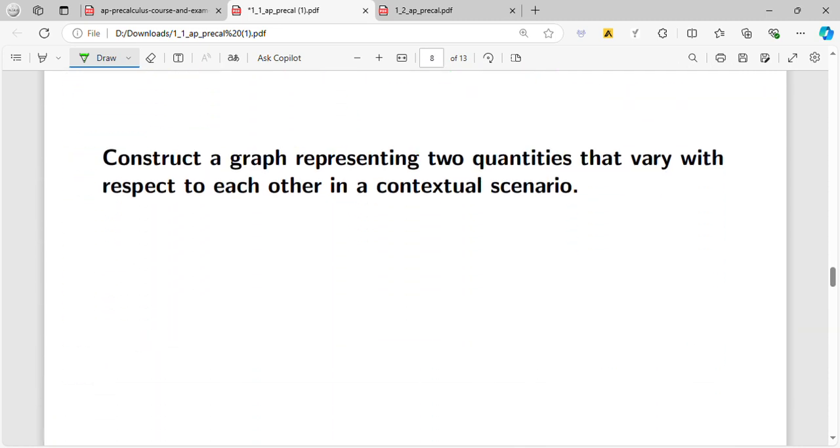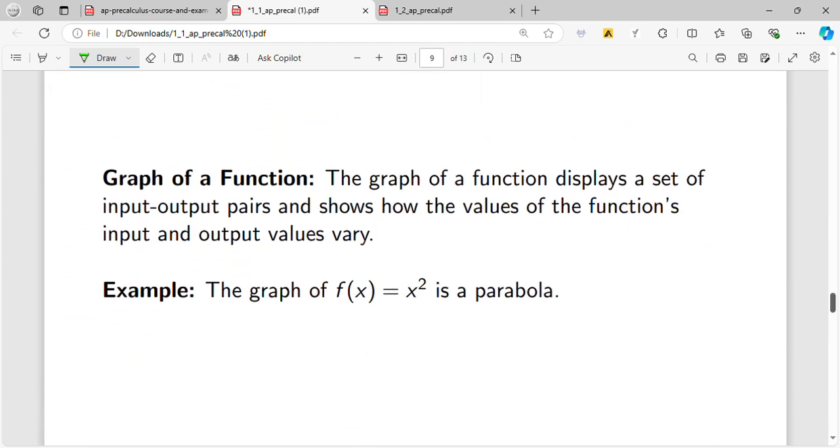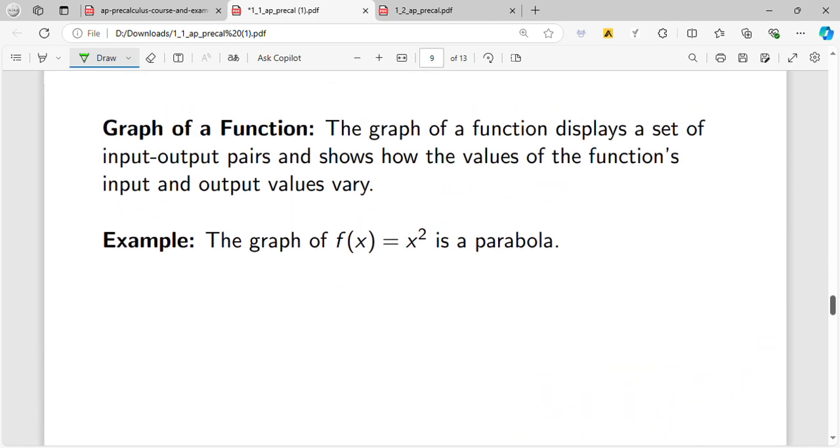Now moving forward, we need to understand how the quantities vary with respect to each other in a contextual scenario. So if we have a graph of a function which displays a set of input and output pairs and shows how the values of the function's inputs and outputs change. So for example, if we take f of x equals x squared, now we have the multiple sets.